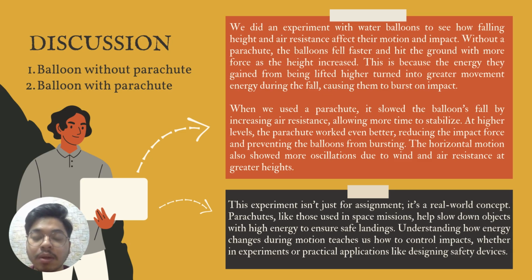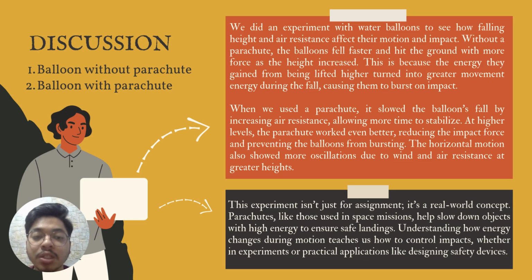So next we will continue with the discussion, which will focus on the balloon without parachute and the balloon with parachute. We did an experiment with water balloons to see how falling height and air resistance affect their motion and impact. Without a parachute, the balloon fell faster and hit the ground with more force as the height increased. This is because the energy gained from being lifted higher turned into greater movement energy during the fall, causing them to burst on impact.